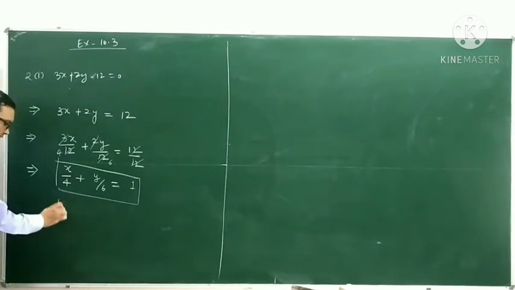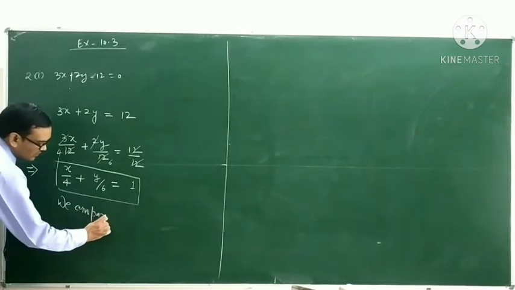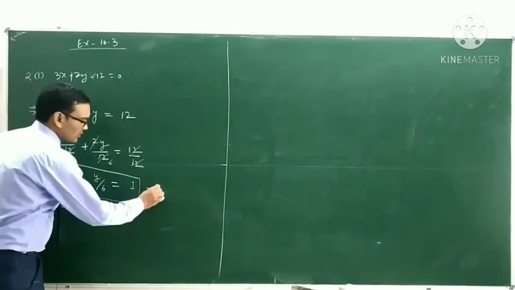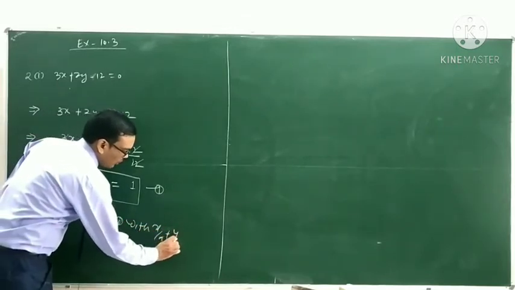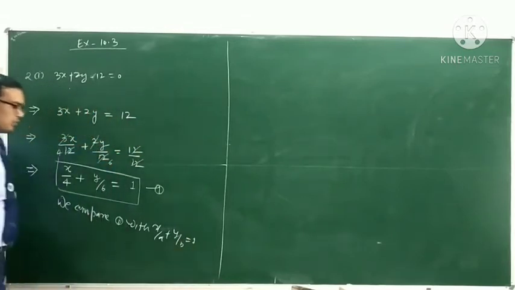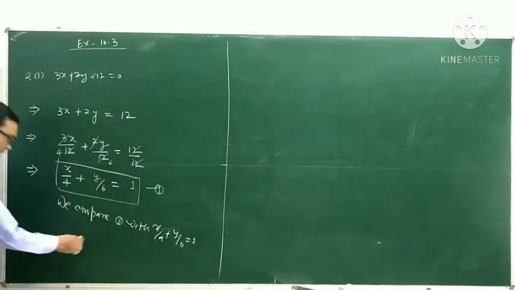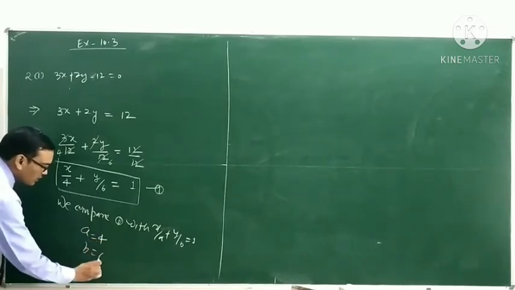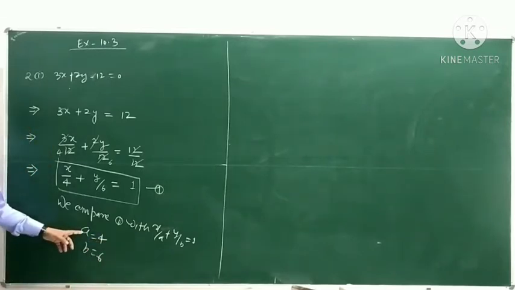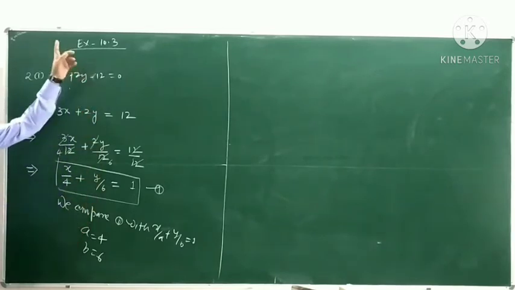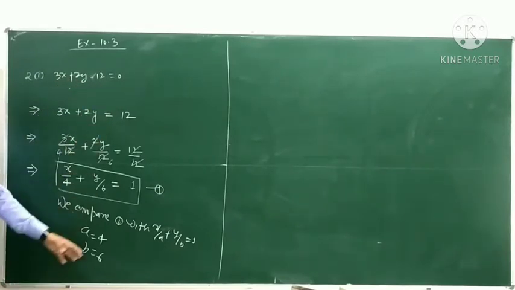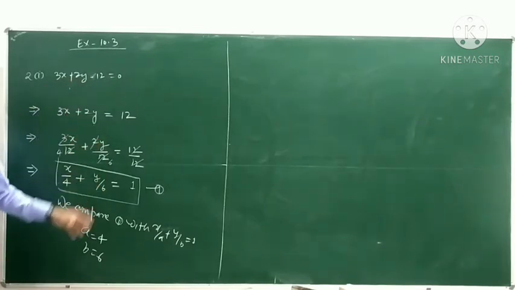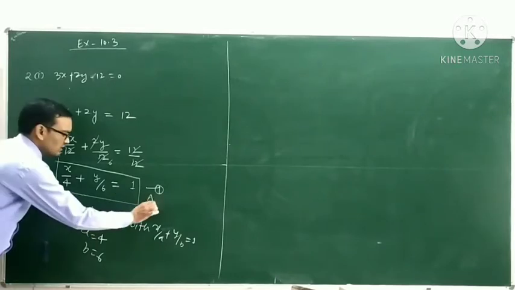We compare with x upon a plus y upon b is equal to 1 and find the value of a equal to 4 and b equal to 6, where a is the x intercept of the line 3x plus 2y minus 12 equal to 0 and b equal to 6 is the y intercept of 3x plus 2y minus 12 equal to 0. Okay students, this is your answer.